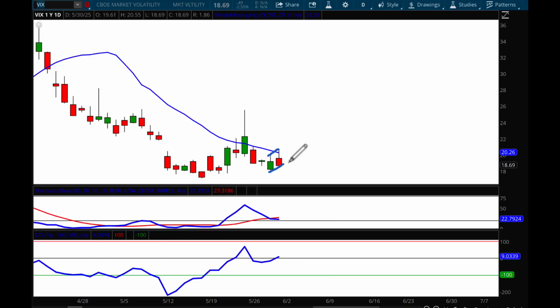Don't worry about the color of that candle. It's the positioning of the candle that's most important. So remember, a bullish VIX is bearish for the S&P.